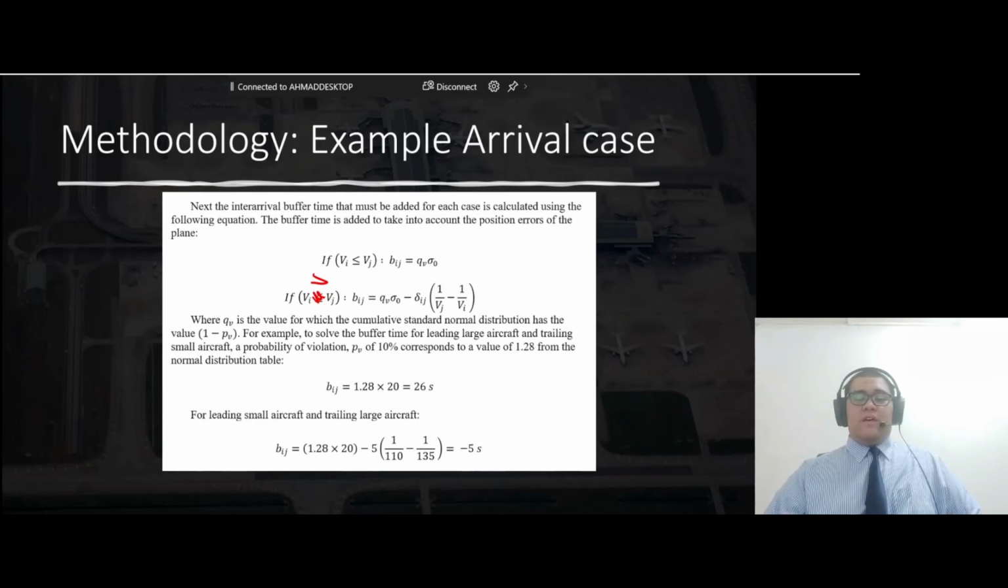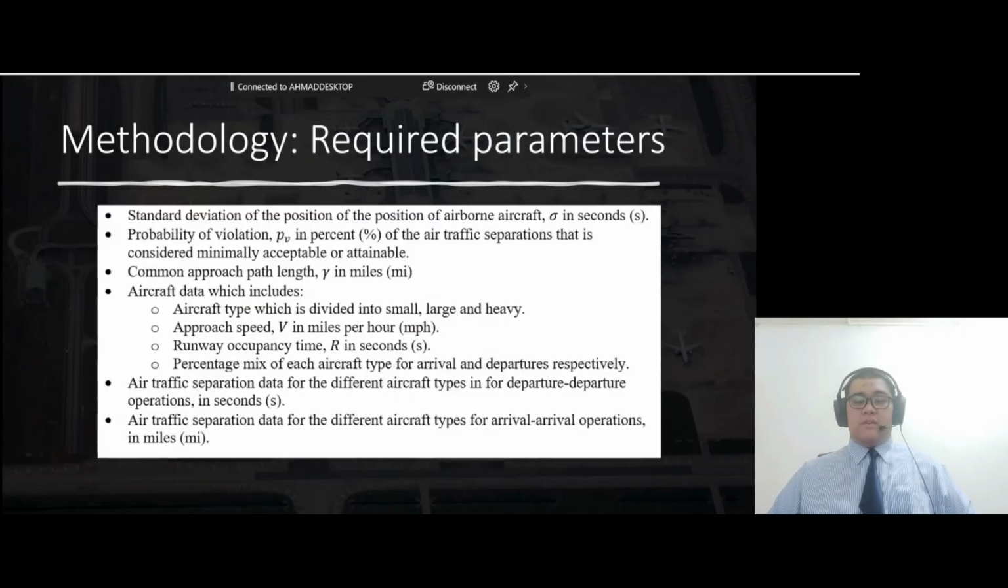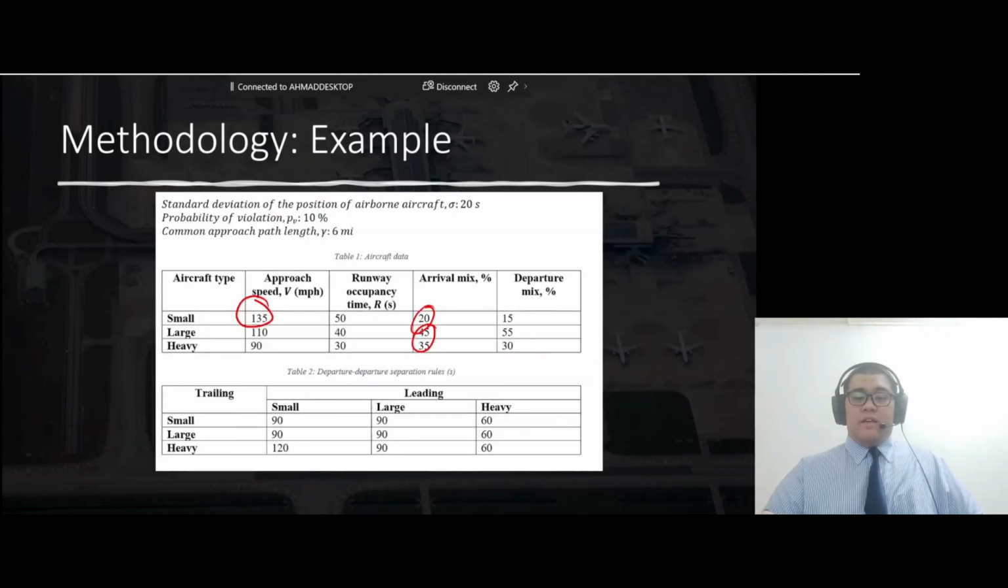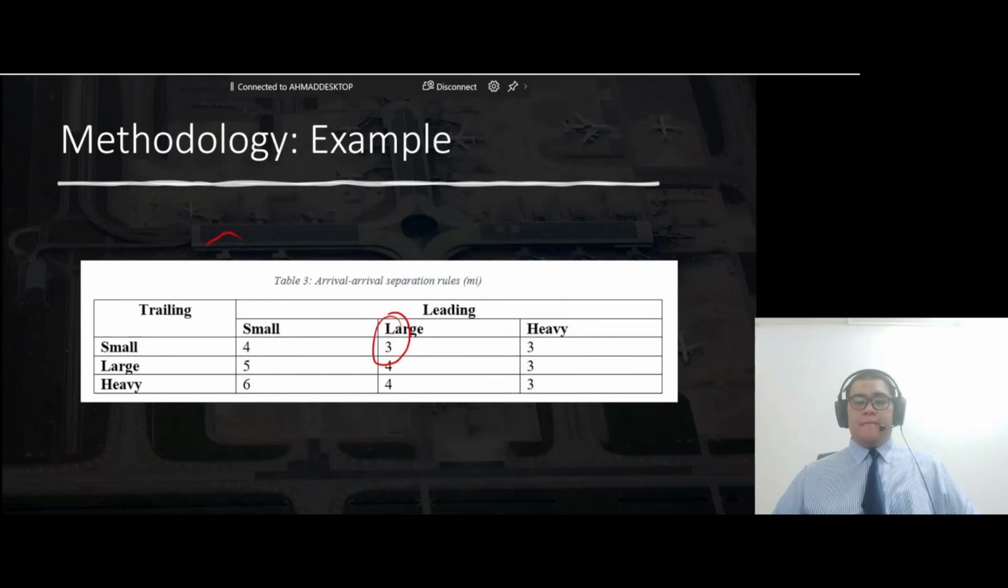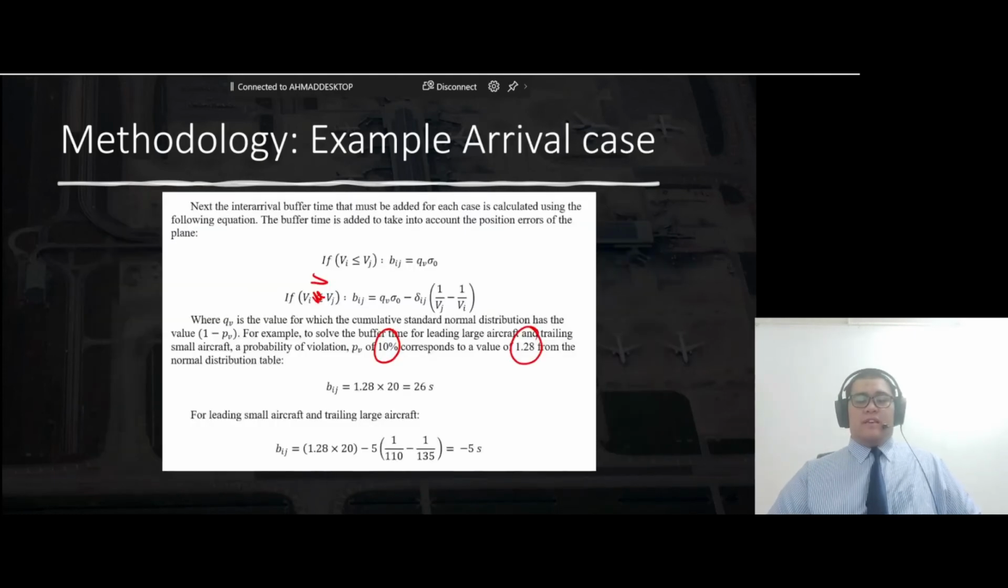So the QV is the value for which the cumulative standard normal distribution has the value of 1 minus PV. So for example, our probability of violation that was given is 10%. If we look at the normal distribution table, that corresponds to a value of 1.28. So we multiply 1.28 times the standard deviation, which was given as 20 seconds over here, and then we get 26 seconds.